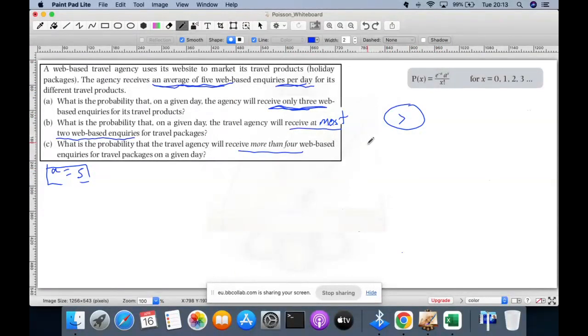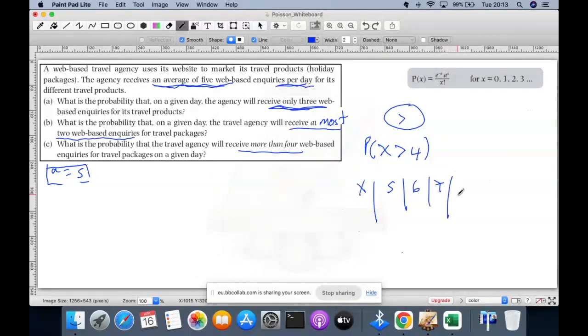So we're saying what is the probability. Now remember, x is the number of inquiries. So we're saying what is the probability that x is greater than 4. When I say greater than 4, that means you don't include 4. That means what we're talking about is the events that x can be 5, x can be 6, x can be 7.